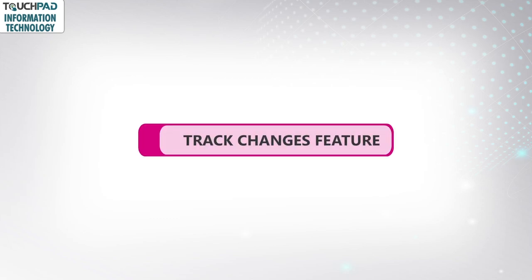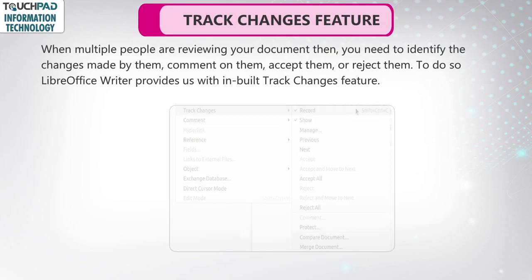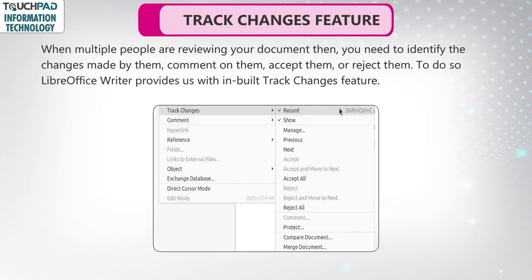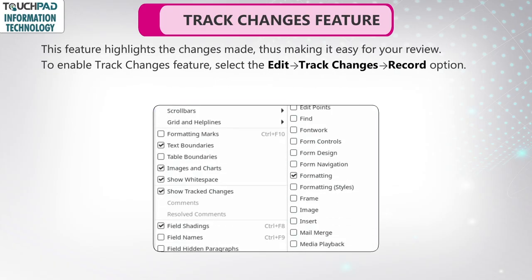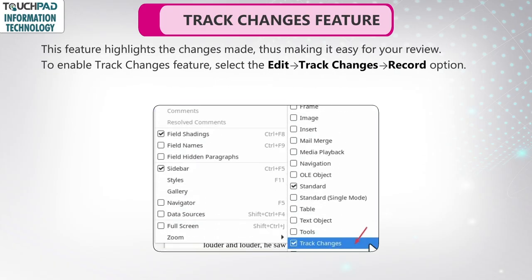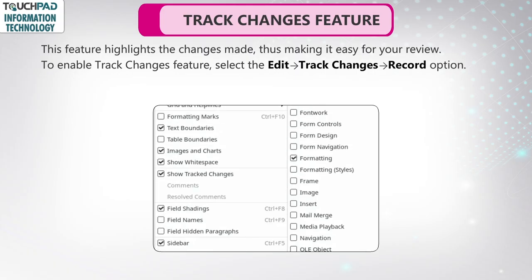Track changes feature. When multiple people are reviewing your document, then you need to identify the changes made by them, comment on them, accept them, or reject them. To do so, LibreOffice Writer provides us with an inbuilt Track Changes feature. This feature highlights the changes made, thus making it easy for your review.